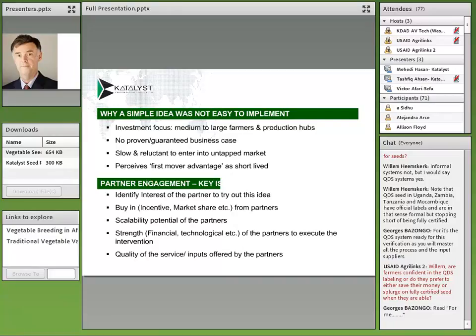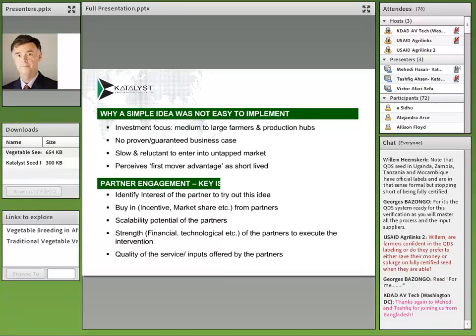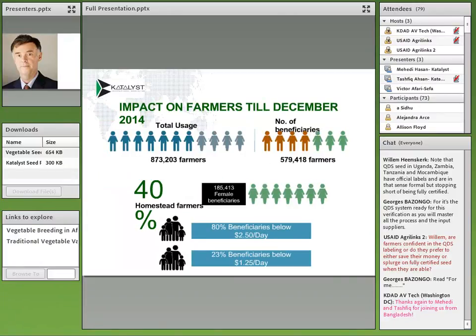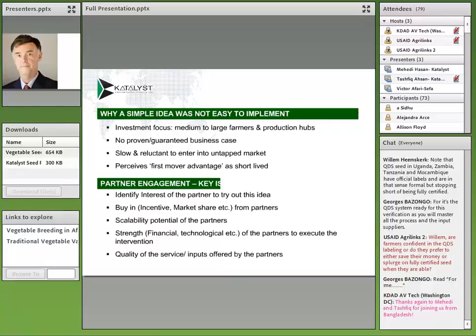So when engaging a private sector partner, what you look for is, first of all, their incentives, which include profit, increasing market share, and also a good reputation in the business as they are catering to small farmers. Another very important point is scalability. We ask the question, are the companies capable enough to do it on their own when we will no longer be able to support? And also, are the financials strong enough? Another key element is the quality of inputs or services they provide, because we look at their market reputation and product quality, and then we engage them as a partner.